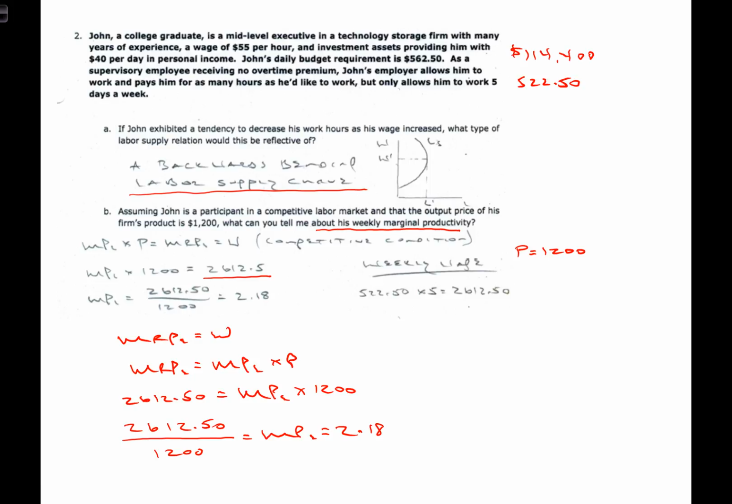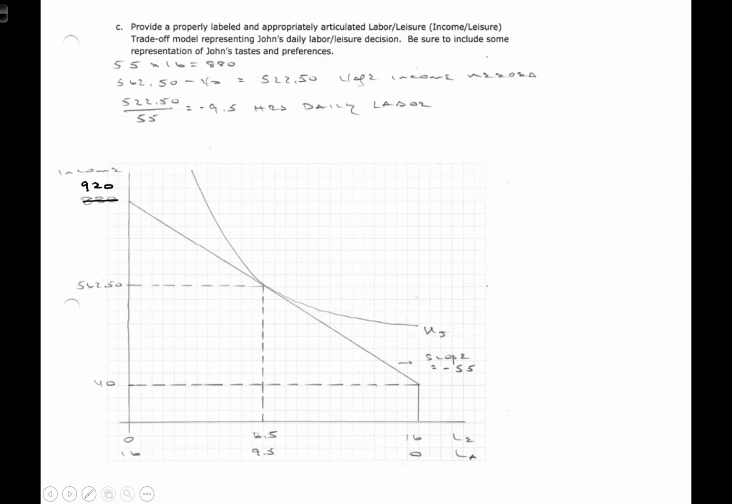Okay. So now let's think a little bit more about John's decision here. I've asked you in part C, or item C, for a properly labeled and appropriately articulated graph. So label this, make it in good form, make it look good to me. I want to know about his labor-leisure trade-off model. Give me his daily labor-leisure decision. So all these values are going to be values that we deal with on a daily basis.